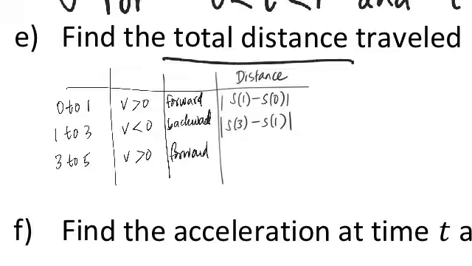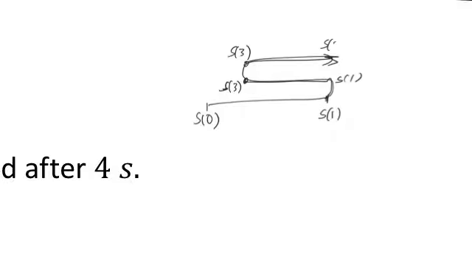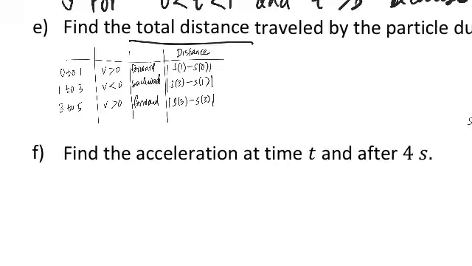So we'll do s of 1 minus s of 0, s of 3 minus s of 1, and s of 5 minus s of 3, right? The idea is that the particle is moving forward and then backward and then forward. If we want to add up all these distances, it's like we're adding here s of 1 minus s of 0, and then it turns around and moves backwards, and at 3 it's over here, so we do s of 3 minus s of 1, and then it moves forward again, so we do s of 5 minus s of 3. But we want to add everything up, and that's why we need to take absolute values.